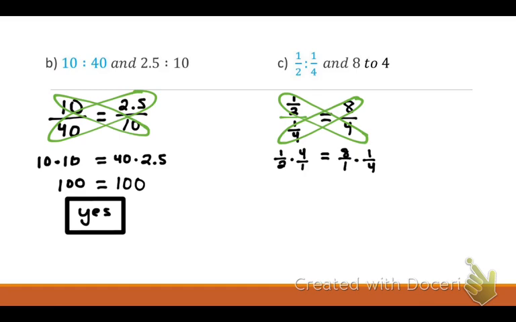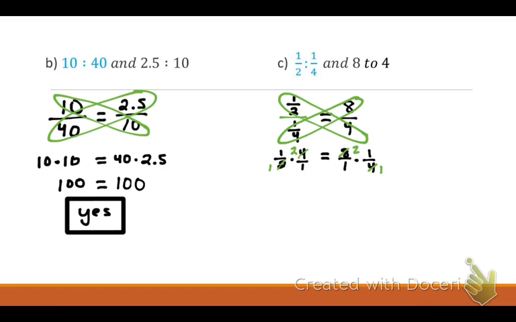Yes. What should I do? 2 and 4. Okay, what do they become? 2 becomes a 1, and 4 becomes a 2. Very good. Is there anything on the right side I can cross reduce? Yes. The 8 and 4. What do they become? 8 is 2 and 4 is 1.